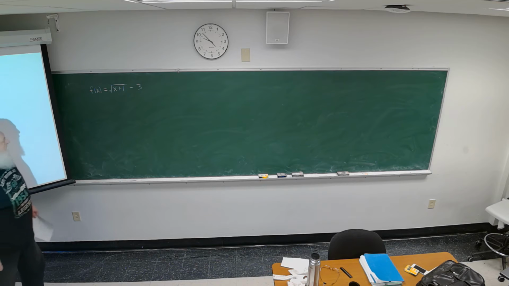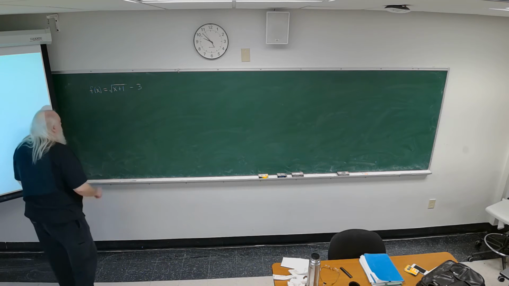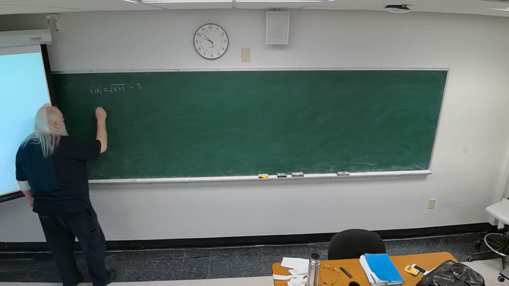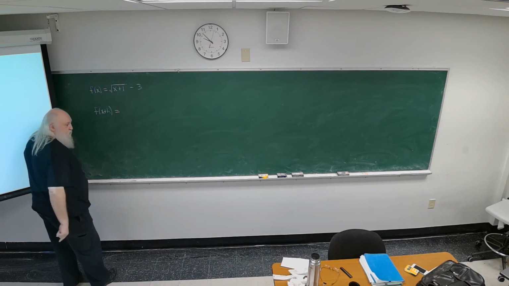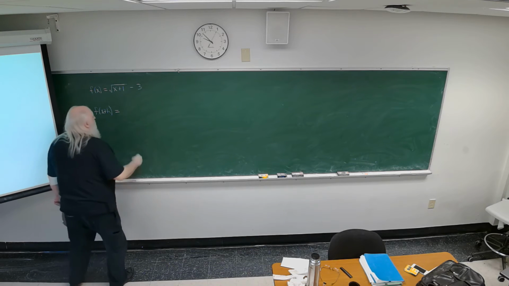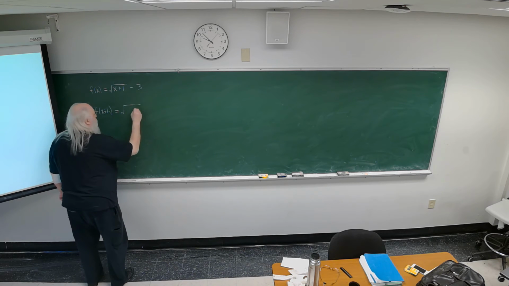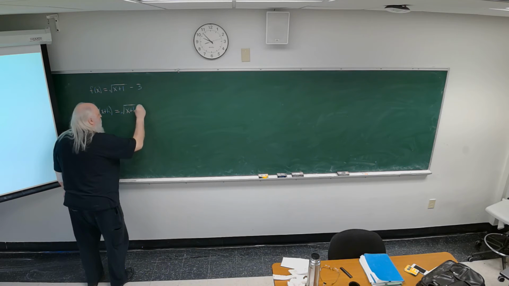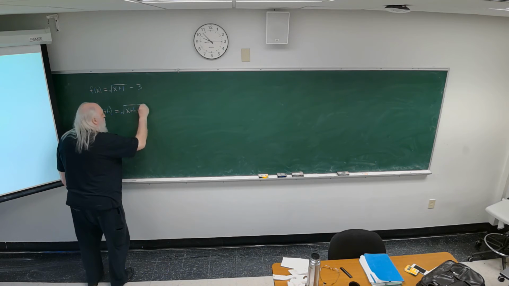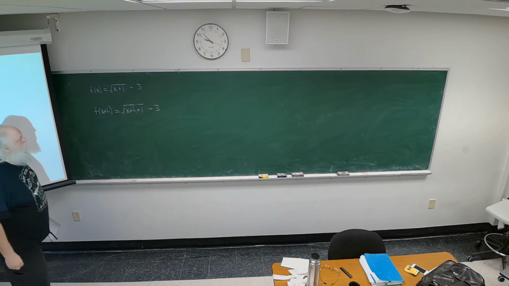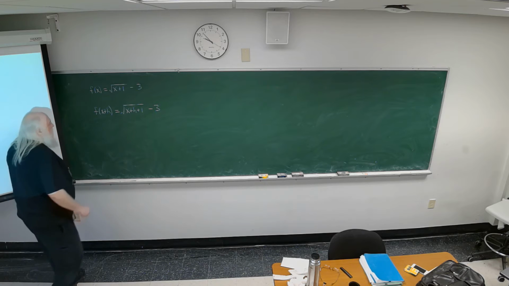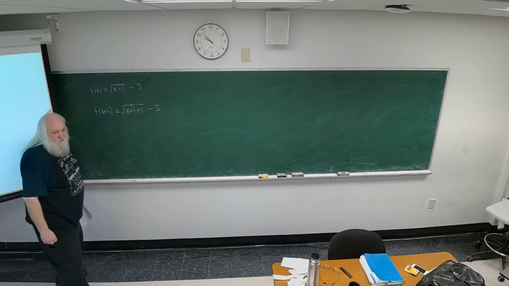Okay. All right. So f of x plus h, wherever you see an x on the right hand side, you put in x plus h, right? So we have the square root of x plus h plus 1 minus 3. Can't do anything more than that.